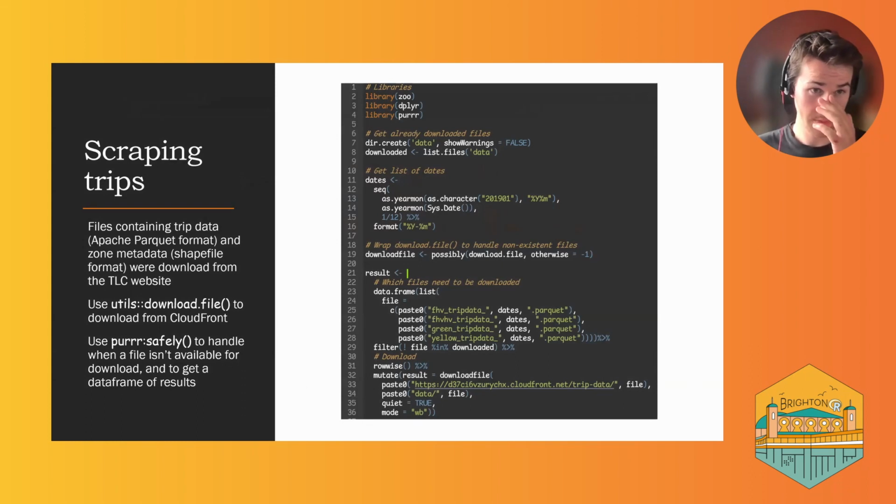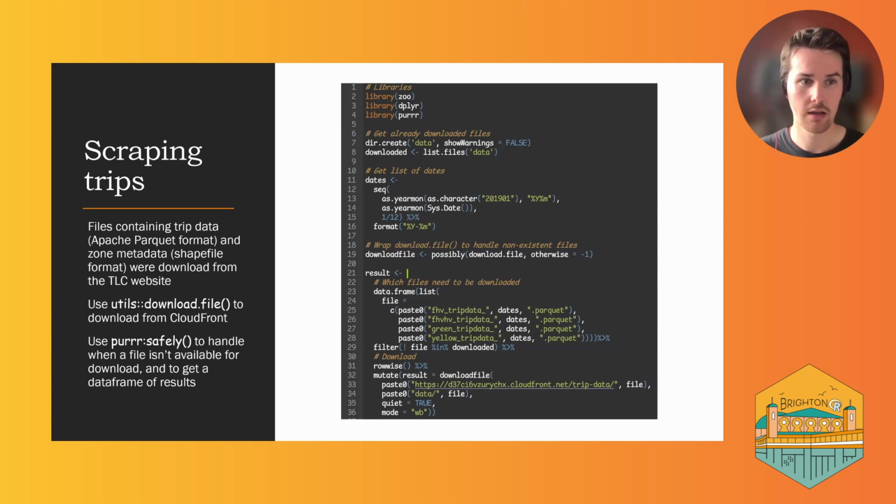In terms of scraping the data, all the files are in Apache Parquet format, which is a nice compressed tabular format. It's a much smaller file size than a CSV file, but because it's compressed, it requires decompression, so it can be a little bit slow to read. And the metadata about those zones that I mentioned is stored in a shape file, but we'll come on to that a little bit later.